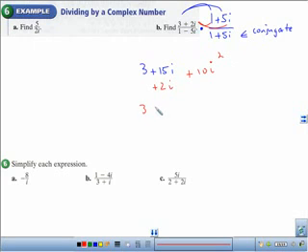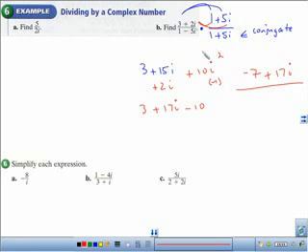Combine like terms, we get 3 plus 17i. And then we know i squared is negative 1, so this will become minus 10. So these two are like terms, so we'll get negative 7 plus 17i on top. So all this work was just the top of the fraction.